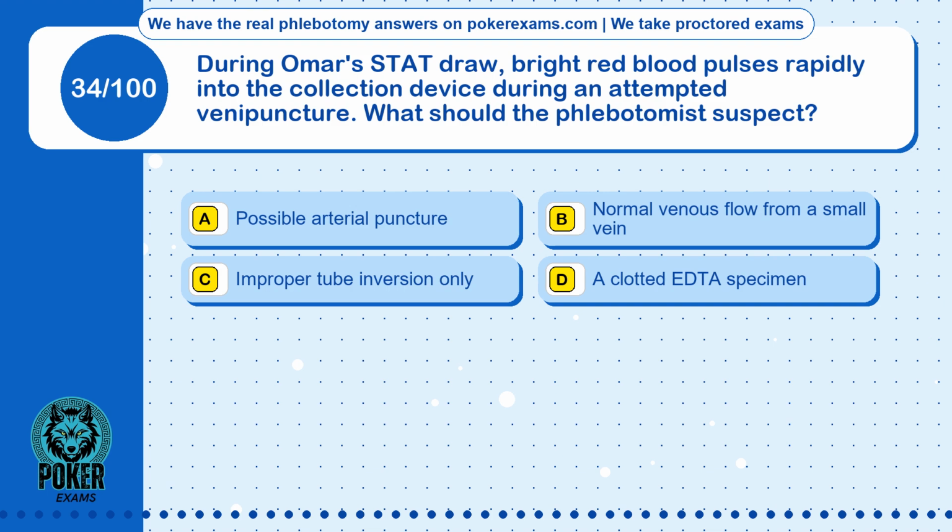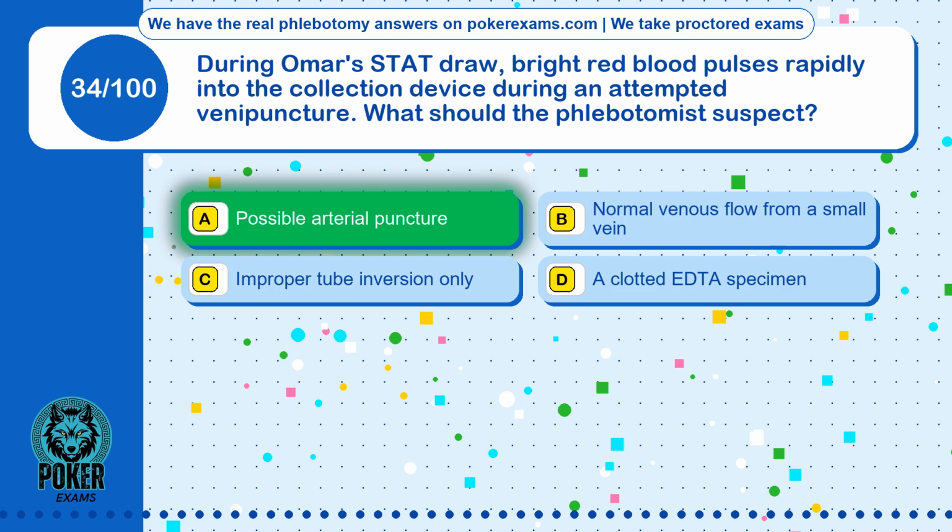Question 34. During a stat draw, bright red blood pulses rapidly into the collection device during an attempted venipuncture. What should the phlebotomist suspect? Option A. Possible arterial puncture. Option B. Normal venous flow from a small vein. Option C. Improper tube inversion only. Option D. A clotted EDTA specimen.